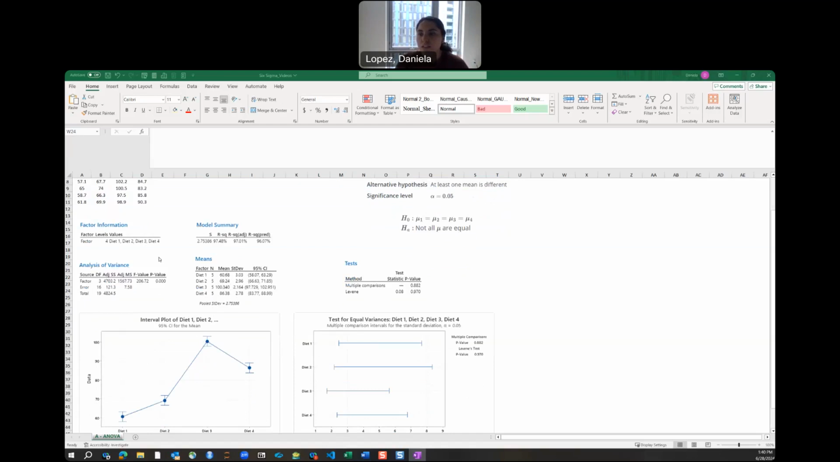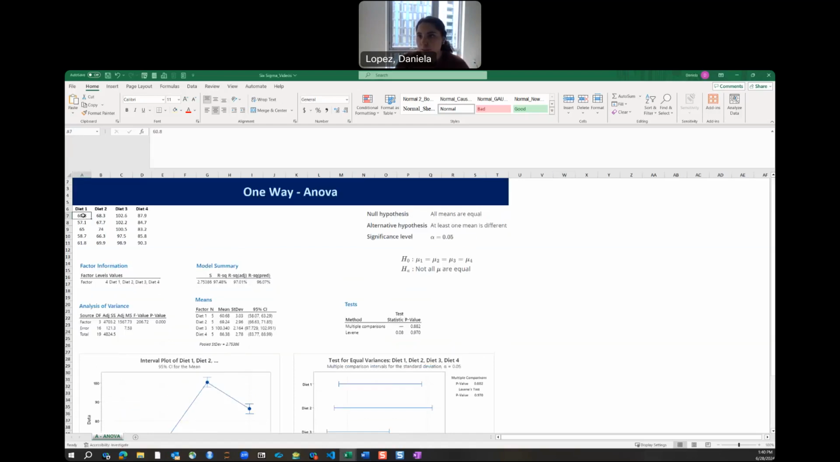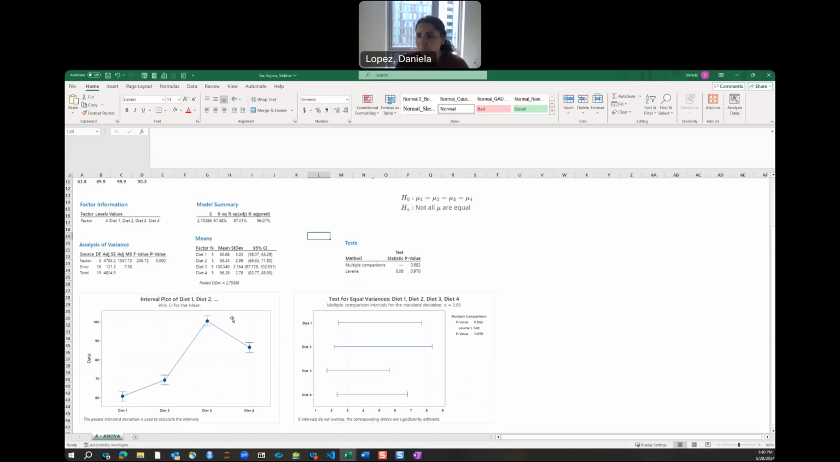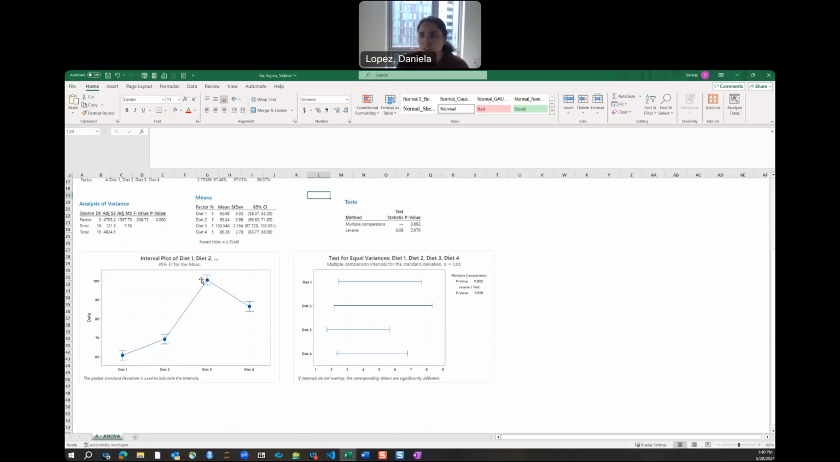If I look at diet 1, in theory, the mean should be 60.68, and we can see down here that that is the average as well. So that means that that is the average. The variance per group is either 3.0, 2.96, and whatnot, right? This is really the graph that's showing us which is the one that has the highest. We can already see here that diet 3 is the one that weighs the most, for lack of better words.